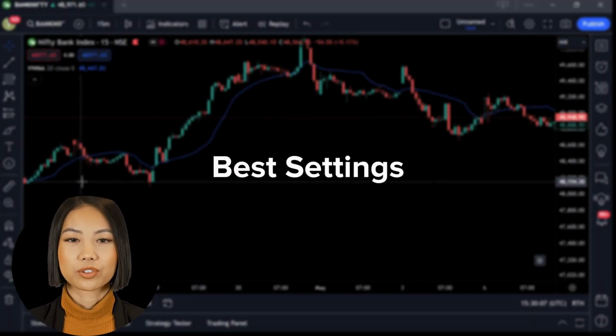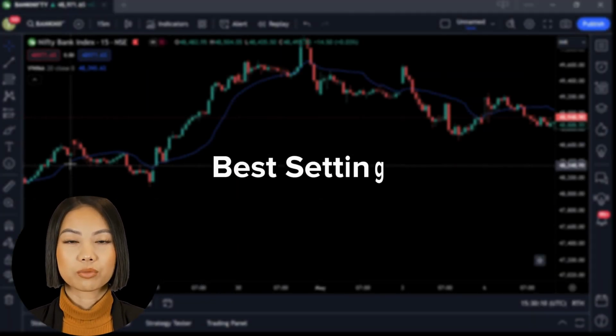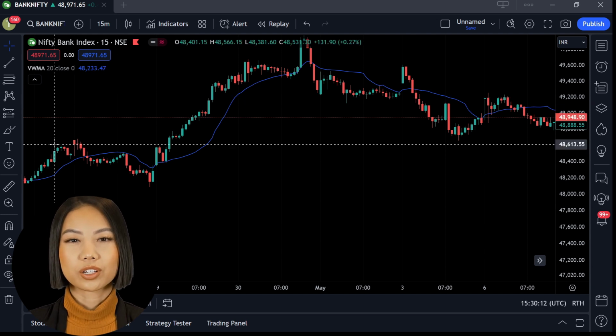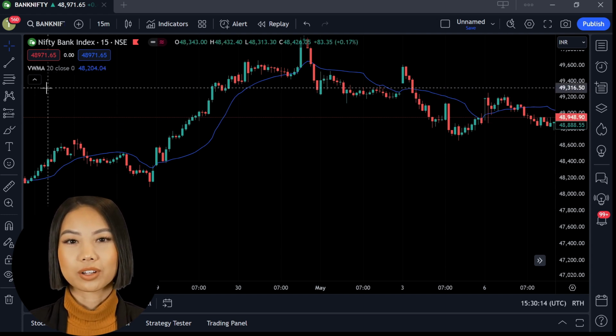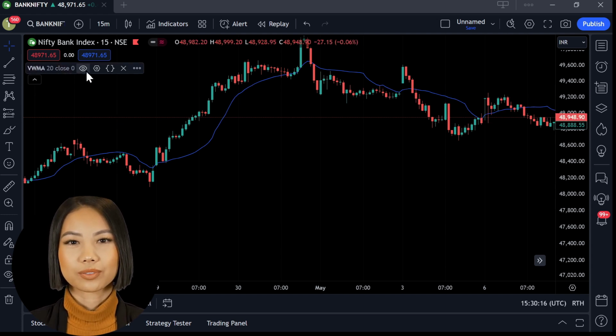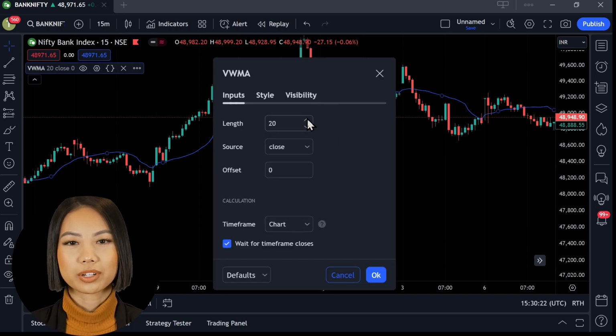Best settings for different time frames. The settings for the Volume-Weighted Moving Average can vary depending on your trading style and time frame. Here are some recommendations. For day trading, that is 1-minute to 15-minute charts, use a shorter period, like 20 or 50, to capture quick price movements.